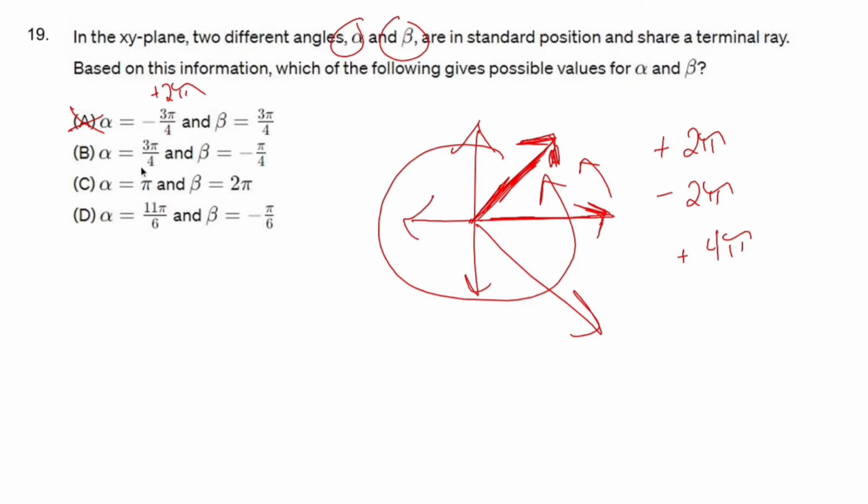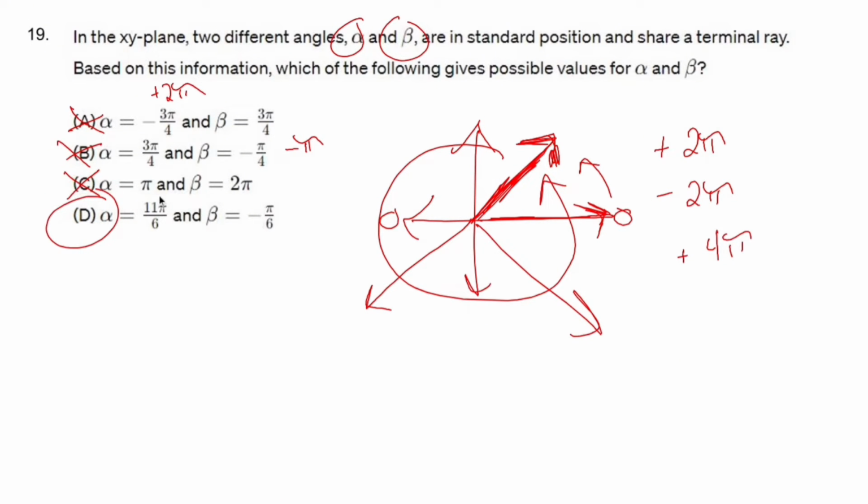Is me adding 2 pi going to give me that? Well, we're actually subtracting, so is me subtracting 2 pi going to give me negative pi over 4? Nope, negative pi over 4 is if you subtract 3/4 pi by regular pi. So that's just spinning it in the opposite direction like that. So that's no good. Pi and 2 pi, no, here's pi, here's 2 pi, they're definitely not the same ones.